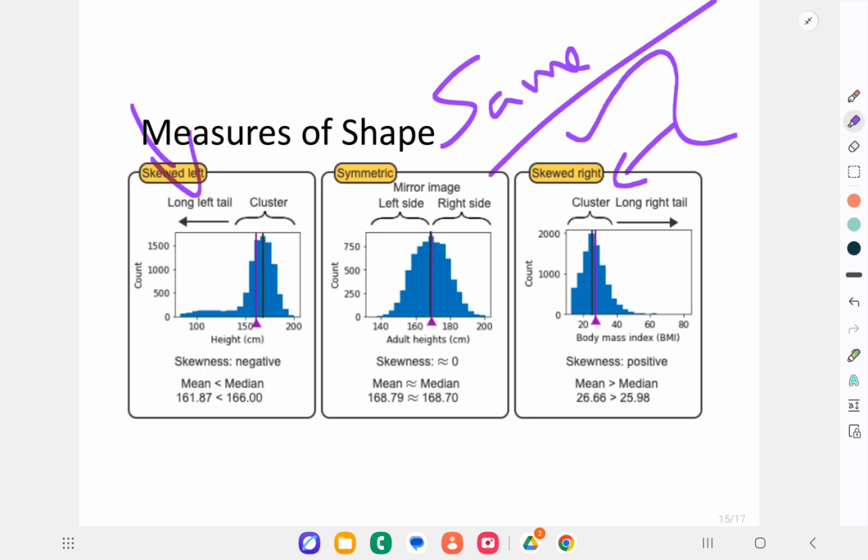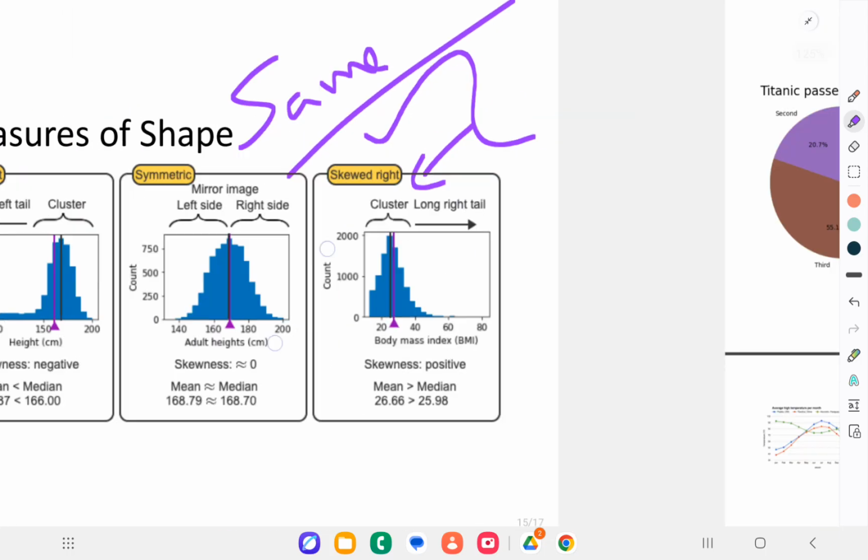So the shape matters because it impacts how we interpret the averages and outliers, right? Meaning if you assume that your data is normal but it's actually skewed, you could misinterpret trends or choose the wrong algorithm to analyze and model your data. So always visualize your data using a histogram or a box plot. This can tell you more about the shape of your features.